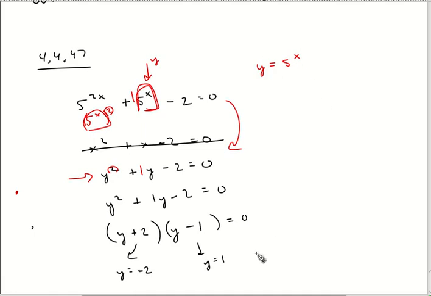So each one of these actually is saying that 5 to the x is equal to negative 2, and I want to solve. You can definitely ln both sides, or you can log base 5 both sides. And so we get log base 5 of negative 2 is equal to x.